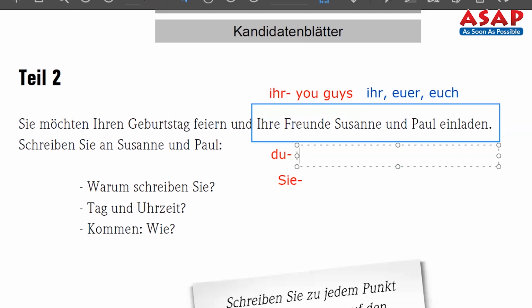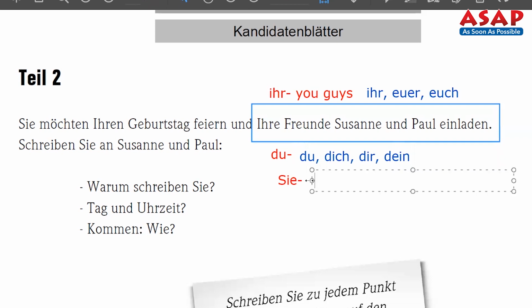Du means what? That is du, dich, dir, dein. These words you need to use, means you have to maintain that form. And that is du form, informal singular. So just to call that form, it is informal singular, and that is du form, so we can remember easily. Sie form means what?